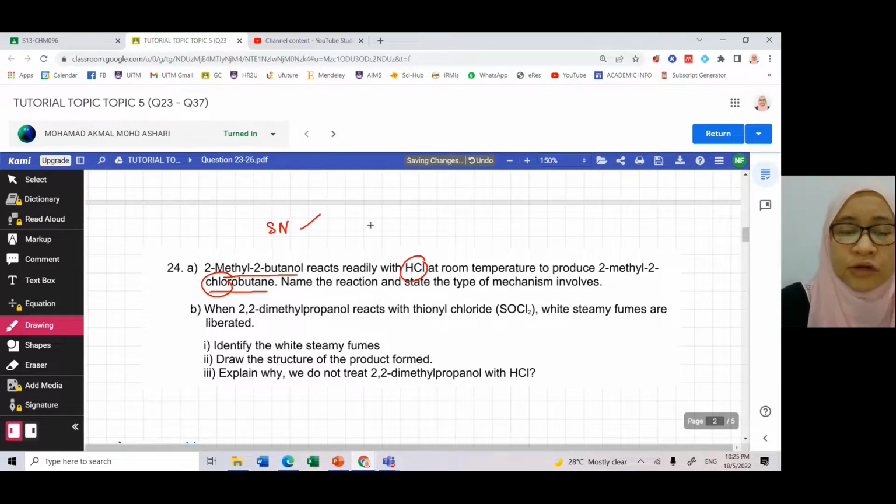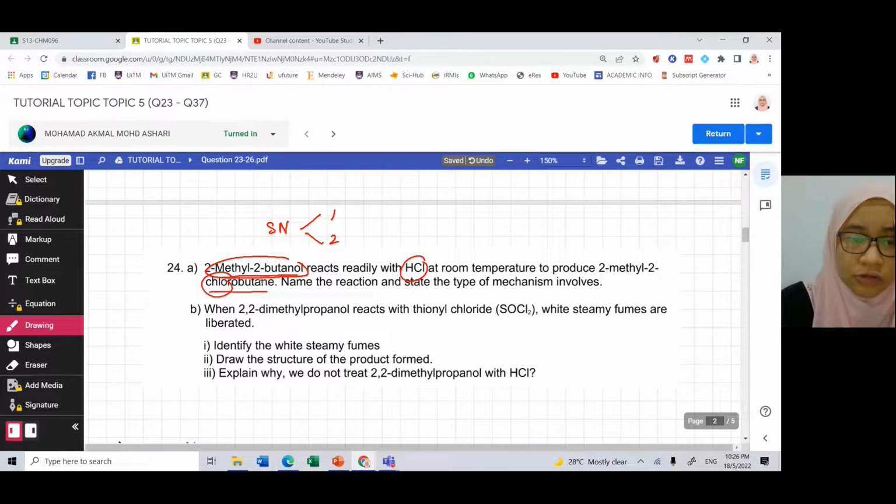But we have two types of nucleophilic substitution, SN1 and also SN2. In order to assign whether it is SN1 or SN2, you have to identify the classification of the alcohol. So you have to classify the 2-methyl-2-butanol.